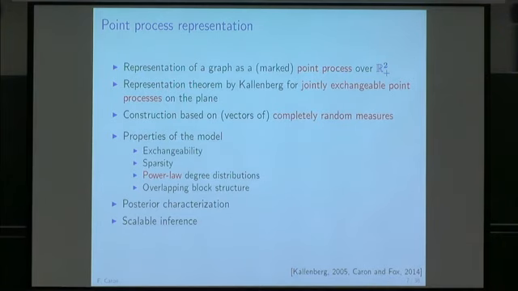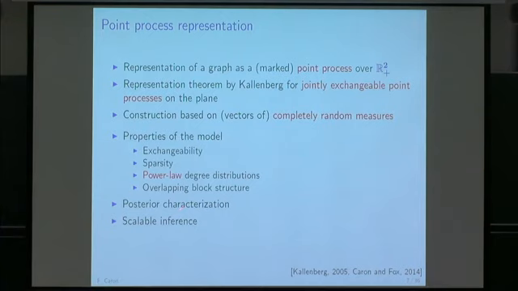So what we are going to do instead is represent the graph as a point process on the plane. Similarly to binary matrices, there's also a representation theorem, due to Kallenberg, for jointly exchangeable point processes on the plane. Within this framework, I show that we can use a construction based on vectors of completely random measures. And we'll use some properties of the model.